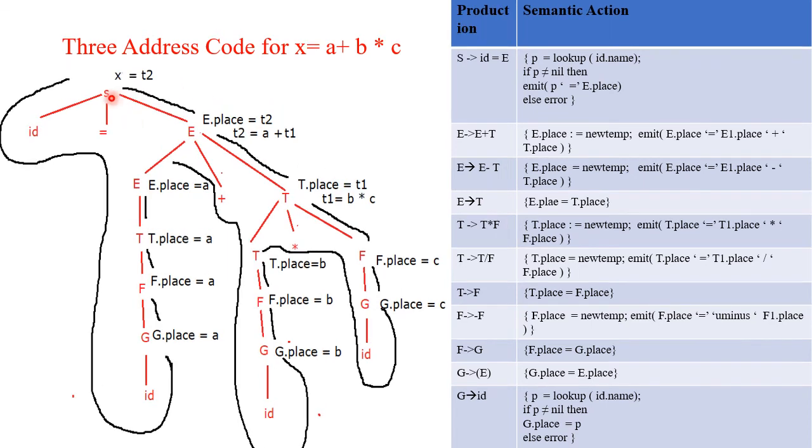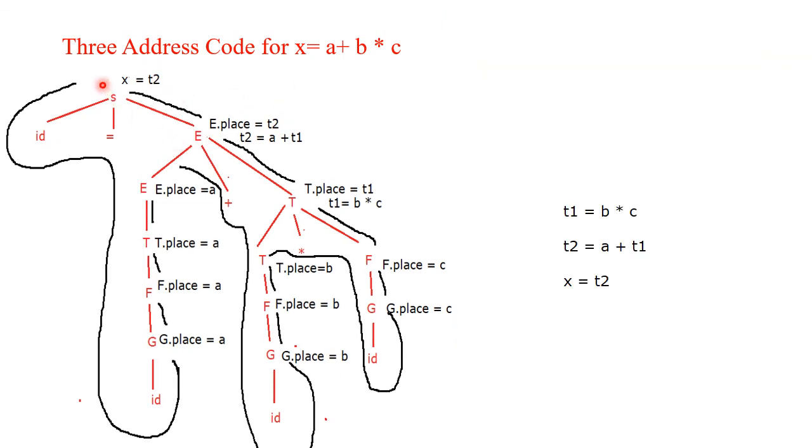When we reach here, we have to perform the semantic action emit P equal to E.place. Here X equal to E.place, which is T2. By performing syntax directed translation, we got the three address code corresponding to this statement: T1 is equal to B star C, T2 is equal to A plus T1, and X equal to T2.